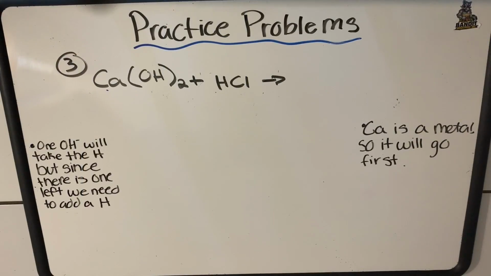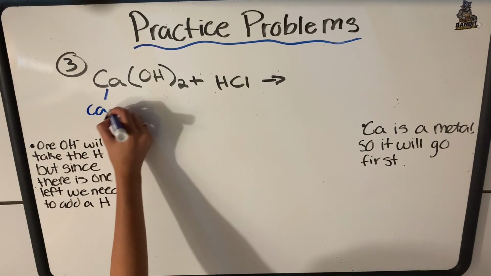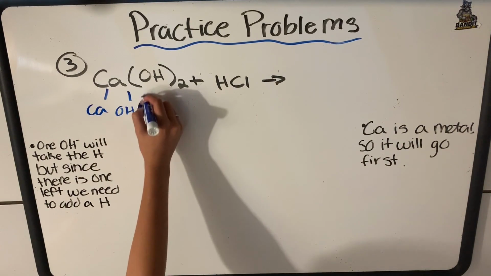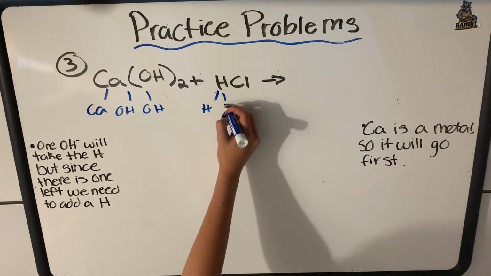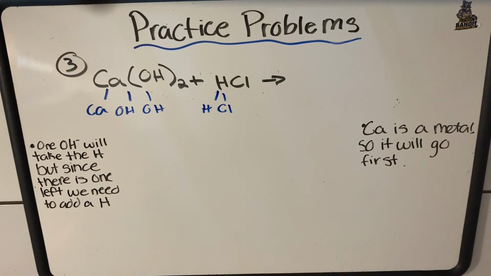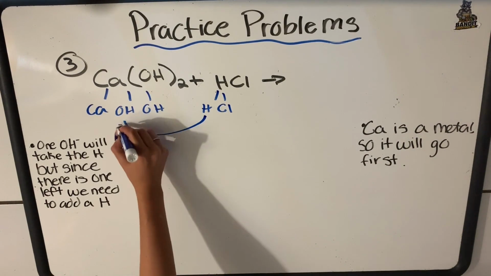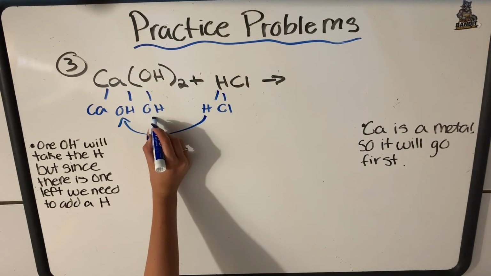Here we have our third practice problem, including Ca(OH)2 plus HCl. To make this problem easier, it's best to work it out by breaking the compound down. As shown here, Ca(OH)2 will be broken down to Ca, OH, and OH, and HCl will be broken down to H and Cl. One OH- will take the H, but since there is one left, we need to add an H.